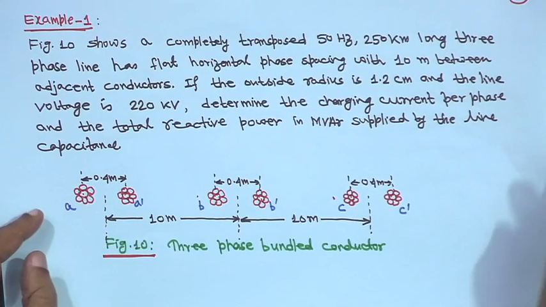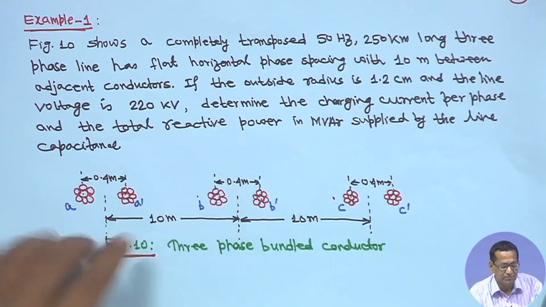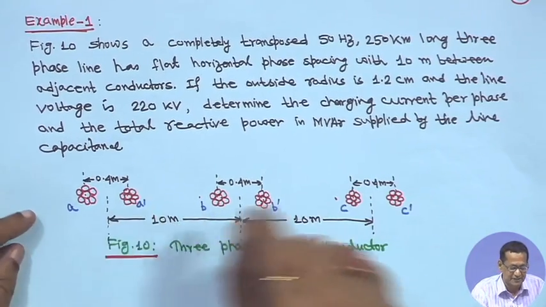Whenever you consider the line capacitance, the charging capacitance, basically it injects reactive power. So, particularly for a high voltage long transmission line, you have to consider the charging capacitance. That means it injects reactive power, so you have to find out the total reactive power in megavar supplied by the line capacitance.